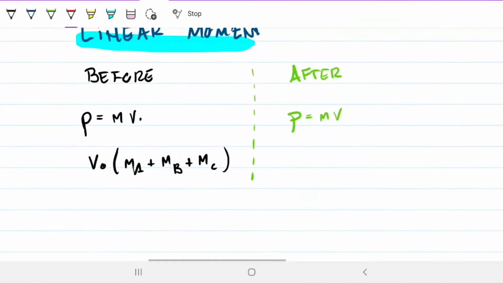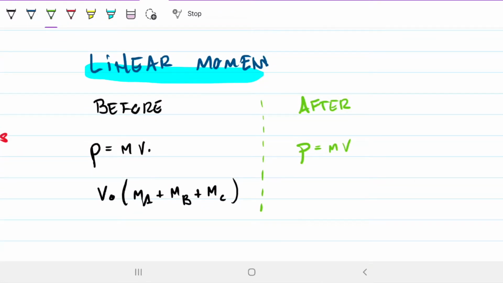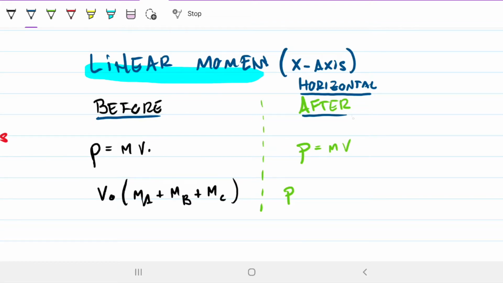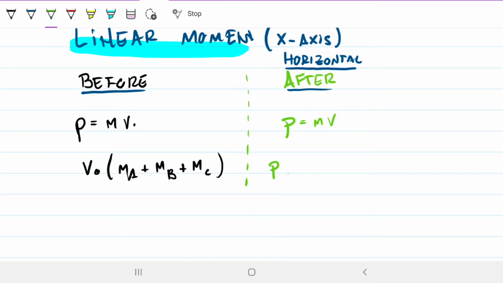So what do we have afterwards? I should have broken this down before. So this is on the x direction, the x-axis, or horizontal, if you will. So we're looking only at the horizontal. This is horizontal movement, this is horizontal movement. So what do we have on the horizontal? Let me go ahead and put an x here just for the sake of it. Okay. So what do we have afterwards?